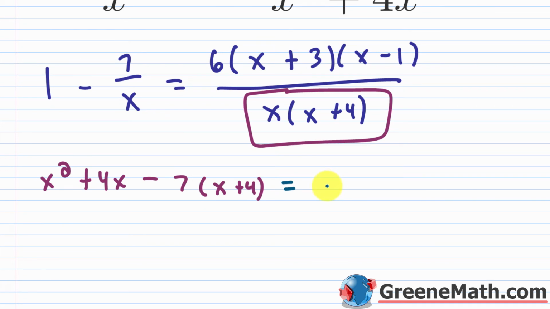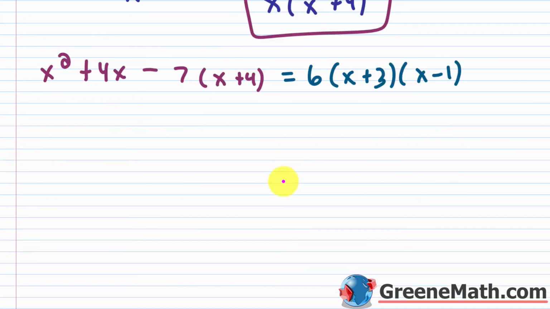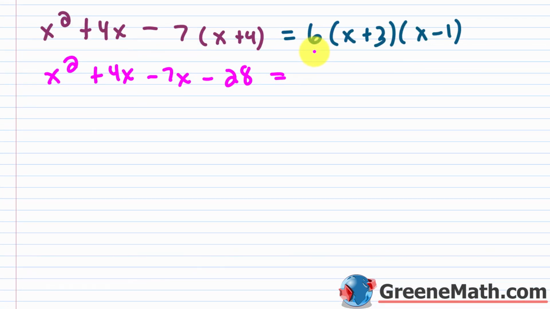Then we could say this equals, well, if this guy here gets multiplied by the denominator, well, then the denominator is going to cancel, right? So I would just have 6 times the quantity x plus 3, and then times the quantity x minus 1. So on the left side, let's say we have x squared, and then plus 4x. And then this negative 7 is multiplied by x, so that's negative 7x. And then negative 7 times 4, that's minus 28. And this equals, then for this one, we can go to our unfactored form. So that was 6x squared, and then we had plus 12x, and then minus 18.